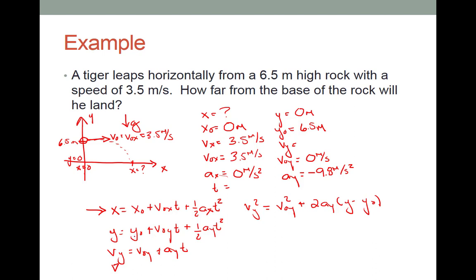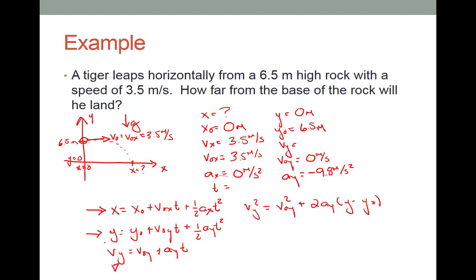I have the y equals y naught equation. That involves time. And you might be tempted to shy away from that one. That one's actually the easiest one to use because it involves time and it doesn't involve the vertical velocity component, Vy. So this is where we're going to go.